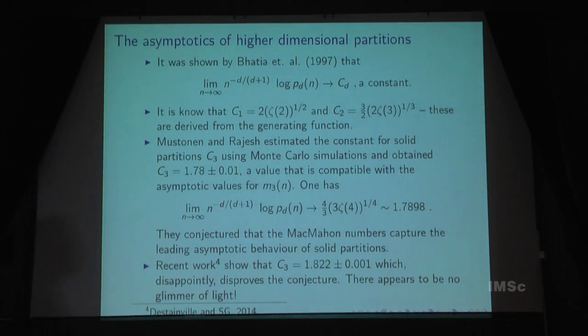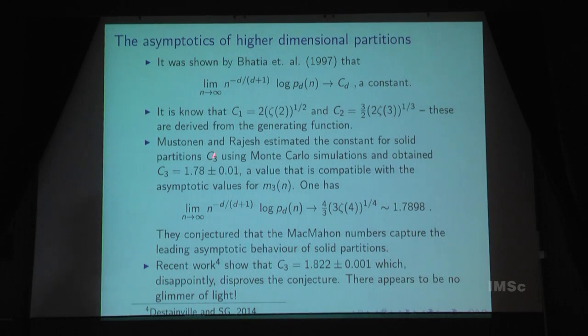So Mustonen and Rajesh didn't just enumerate 50 numbers. They did something very nice. They used a Monte Carlo simulation and estimated C3, and they got this. And the most interesting observation, at least to me, was that if you took the wrong generating function, M3 here represents the wrong generating function of McMahon, and you just look at the coefficient. Because you know the generating function, you can estimate this, and you get some formula. It is a simple exercise to write that, and that should be 1.7898, and you see it's pretty good.